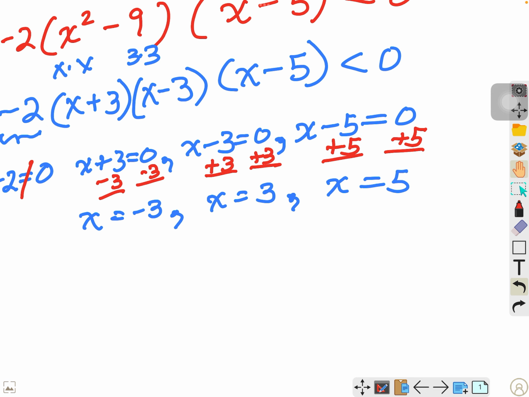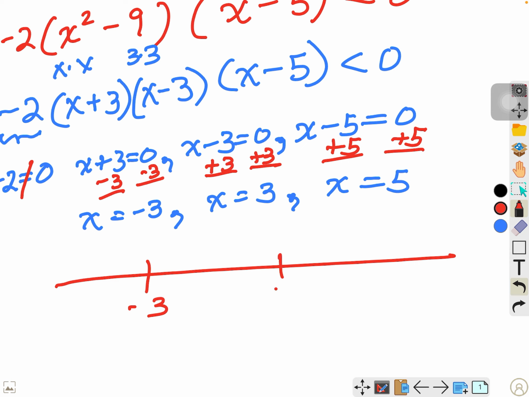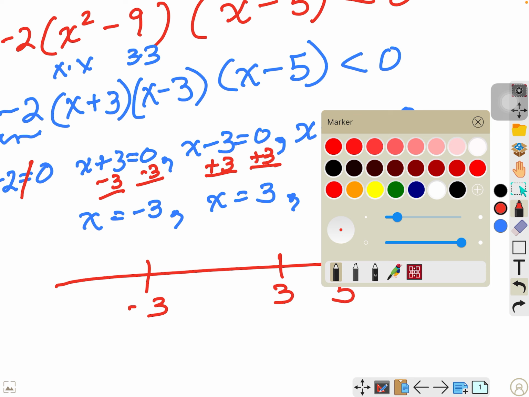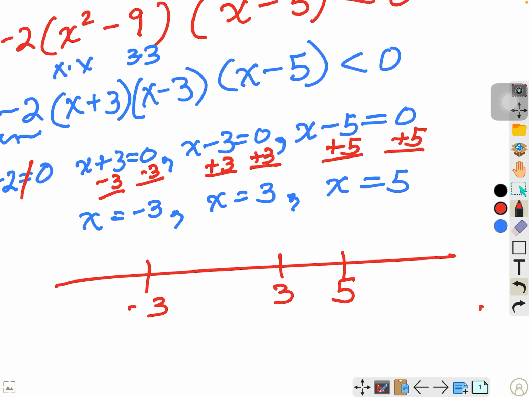And so we're going to place those on the number line. Negative 3, positive 3, and positive 5. Just so happens they're all in ascending order. So we analyze our inequality, and we see that there is no equal to present. So that means our endpoints will be open. We can take care of that now. Open on all of our critical values, which are endpoints.